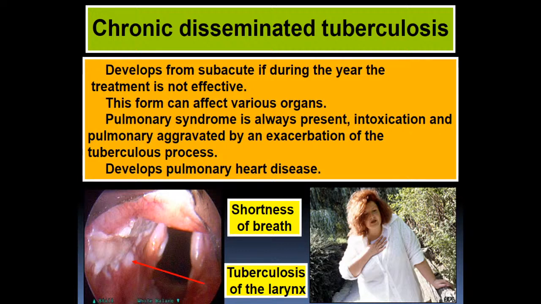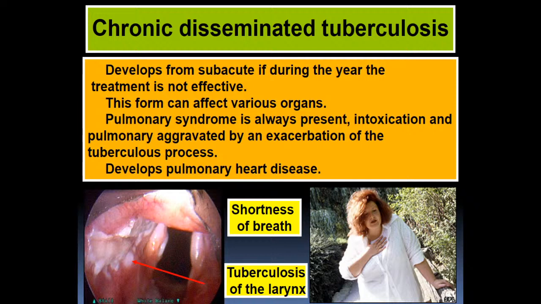Next type of disseminated tuberculosis, named chronic dissemination. Develops from subacute if during the year the treatment is not effective. This form can affect various organs as a result of dissemination. And pulmonary syndrome is always present. Intoxication and pulmonary syndromes aggravate by an exacerbation of the tuberculosis process.